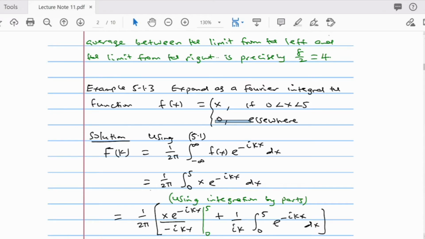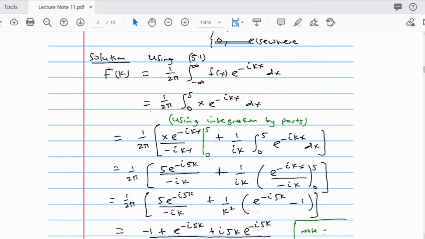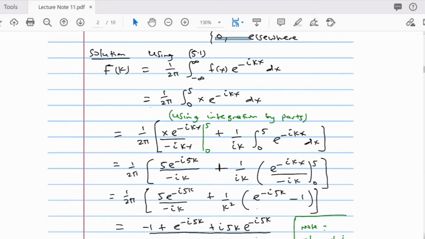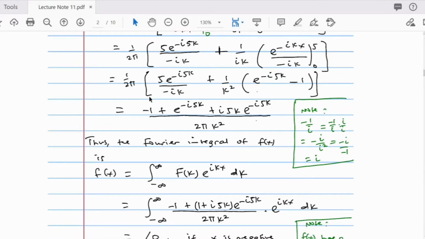Then you must use integration by parts to do this. I've taught you over time how to use integration by parts. You also learned this in your MATH354. So for you to integrate this, you must use integration by parts. If you use integration by parts, this is what you will get. Then you put your limits of integration, which are 0 and 5. So this is what you get as your capital F of k after integrating by parts and putting in the limits of integration.